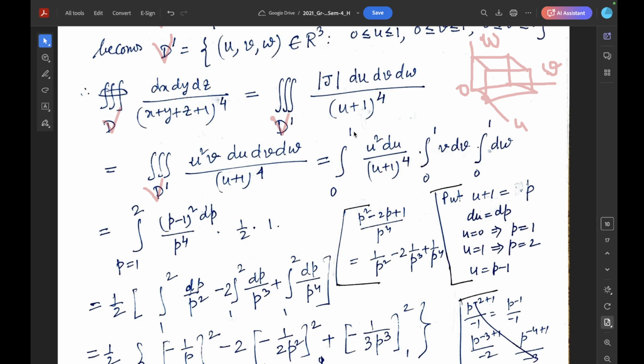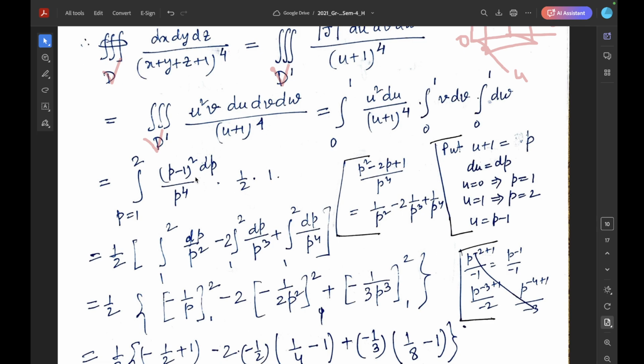Integration separating this: u equal to 0 to 1, v equal to 0 to 1, and w equal to 0 to 1. Because the integrand is separable, you can separate this. So put u plus 1 equal to p, so du equal to dp, and u equal to 0 gives p equal to 1. So the limit is p equal to 1 to 2, (p minus 1) whole square dp by p to the power 4. And for this part, v square by 2, from limit 0 to 1, so half, and for w from 0 to 1, we get 1.